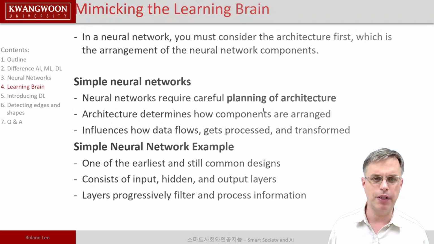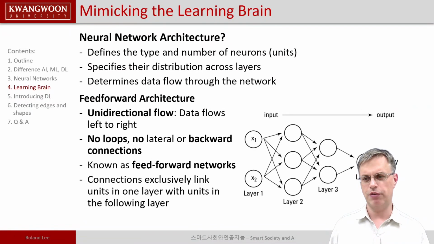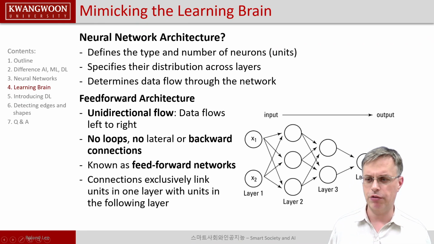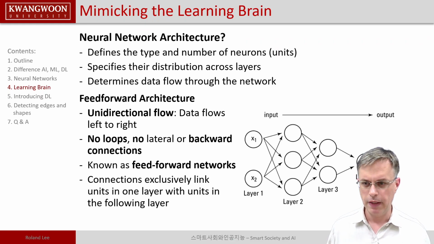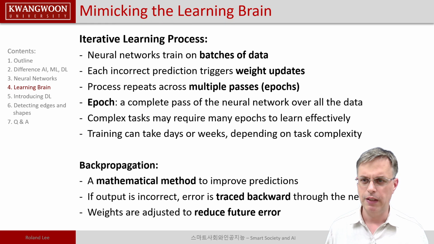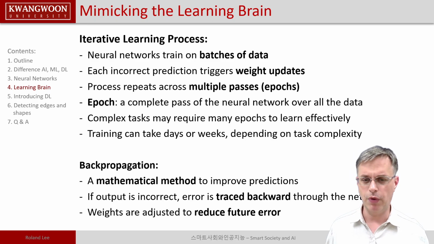Once we had done that, we also talked about simple neural networks, and then we made up the feed-forward architecture, which is a unidirectional flow. There are no loops, there are no backward connections, so no back propagation as well. Once we finished with this part, we went through the iterative learning process, and here back propagation. Remember, the simplest form doesn't include that.